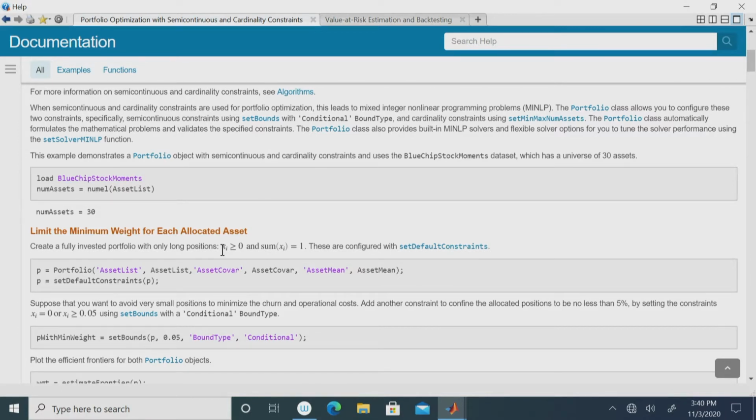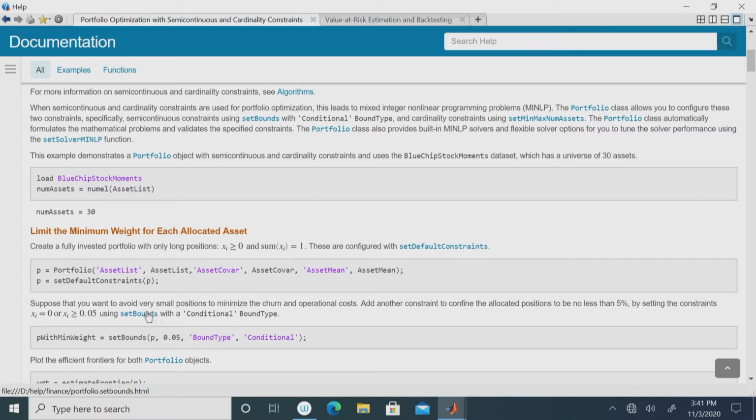In this case my x_i is going to be greater than or equal to 0, and of course, the customary constraint that the sum of the weights, that is the sum of x_i, is going to be equal to 1, and these are already included in the configured set default constraints. So, I start off with my P as my portfolio, where I have the asset list along with the moments, namely the asset covariance and the asset means. That means I have the expected return vector, the covariance matrix, and the asset list, to which I set the default constraints. Now, on top of that, I want to limit the weights. So, the first constraint in the context of this lecture will happen now.